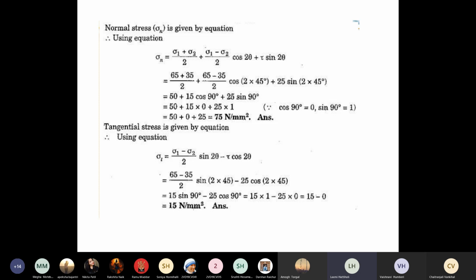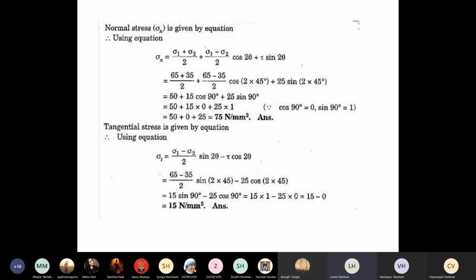Now, similar way, tangential stress, that is sigma t. Once again, don't use sigma 1, sigma 2, use sigma x, sigma y. Sigma t is equal to (sigma x minus sigma y) by 2 sine 2 theta minus q cos 2 theta. So, in this, once again, you substitute, you will get an answer 15 Newton per mm square.